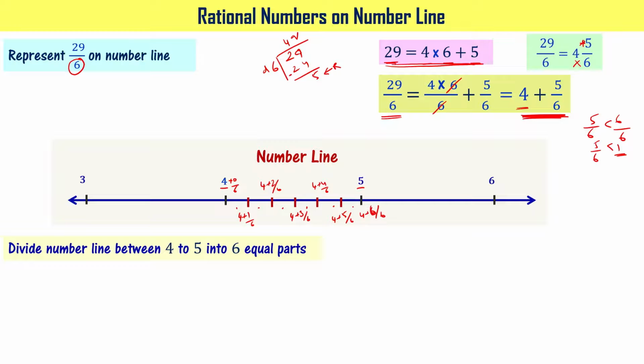That is how this is 4 plus 1. Now, the number we are looking for is 4 plus 5 by 6, right? It means at this point you write 29 by 6. This is 29 by 6. I hope you got the concept, right?